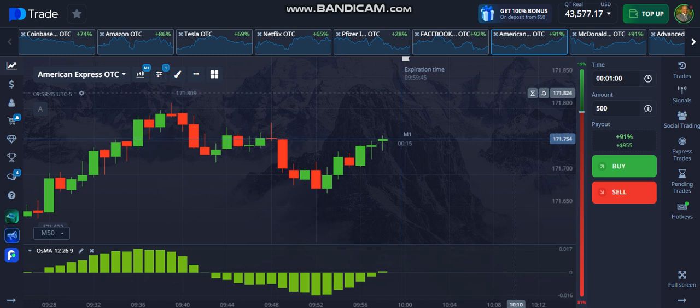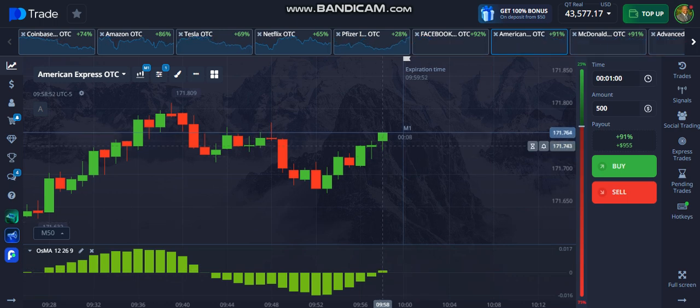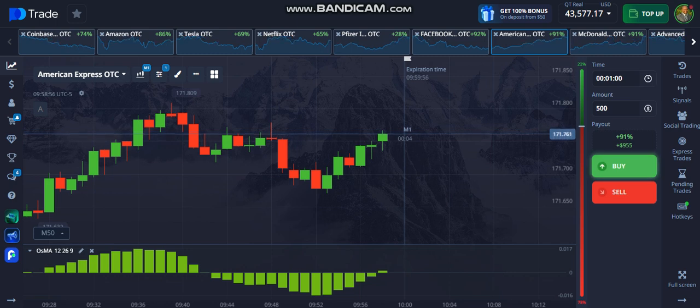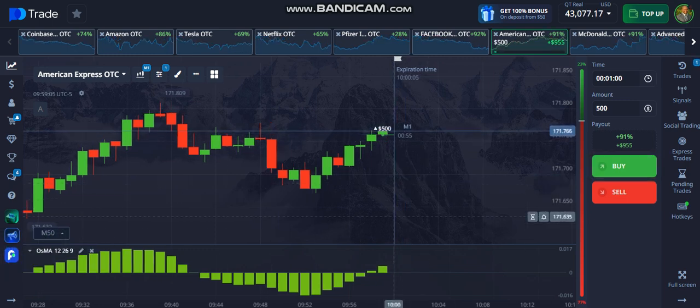Okay, so I'm on American Express OTC. The histogram line is right at the zero line. And if this candle closes in green, I will take a buy trade. Okay, so I just took the buy trade right there.